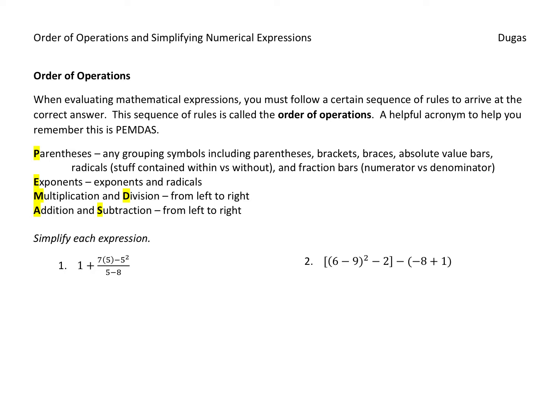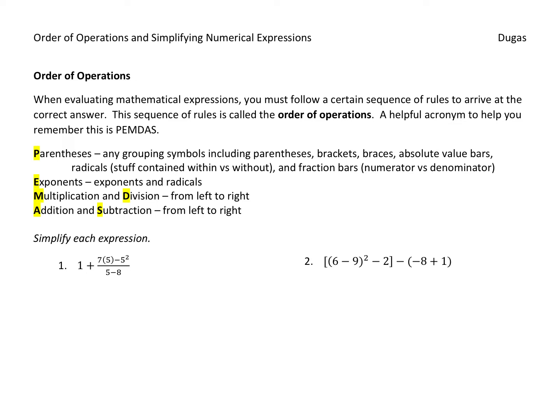A helpful acronym that people have is PEMDAS, or they might think, please excuse my dear Aunt Sally, or something like that. That tells you the order that you should do the operations that you see within the expression. So the first thing is the P, that stands for parentheses, and really it's just any grouping symbol. So it could also be brackets, braces, absolute value bars, radicals, and I mean like the stuff within the radical versus the stuff outside the radical. And remember, the radical symbol is like a square root sign. And then fraction bars, your numerator versus your denominator.